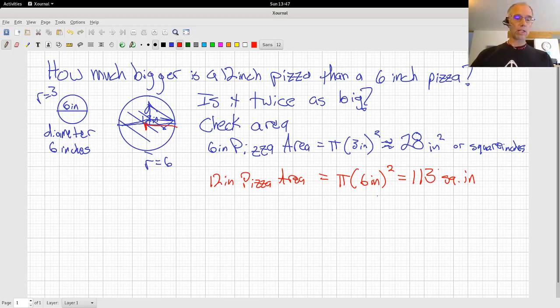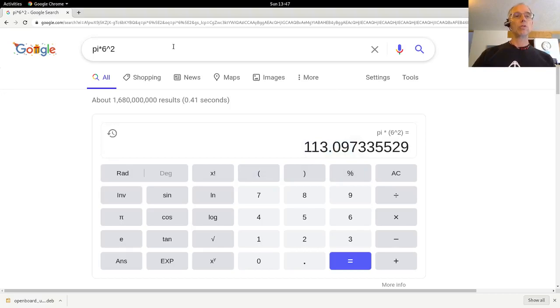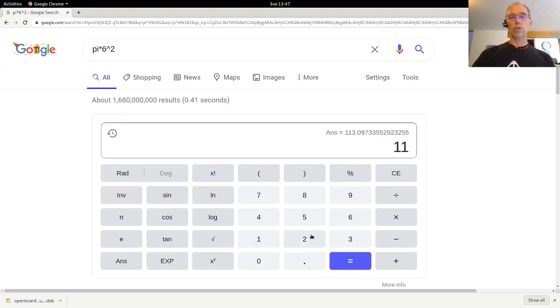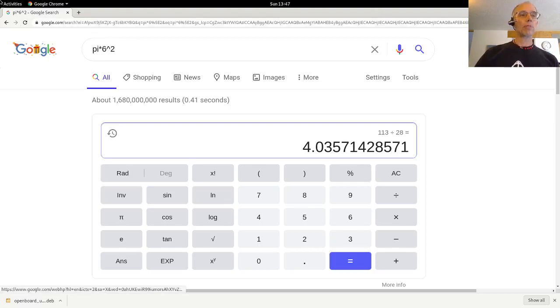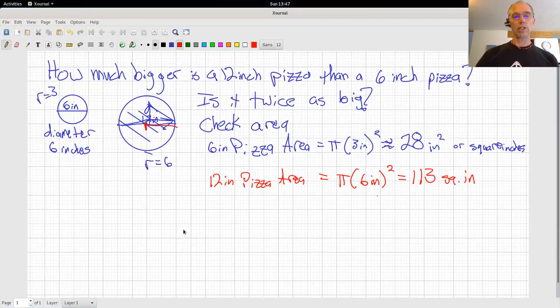So let's go back to the calculator and do a division. So we want to take 113 and divide by 28. So how many of these small pizzas fit inside the big one? And it turns out 4 of them. Now it would be exactly 4 if I didn't do any rounding, and so this just came out approximate. And why would it come out to be exactly 4? Good question. Let's look at that in a slightly different way.